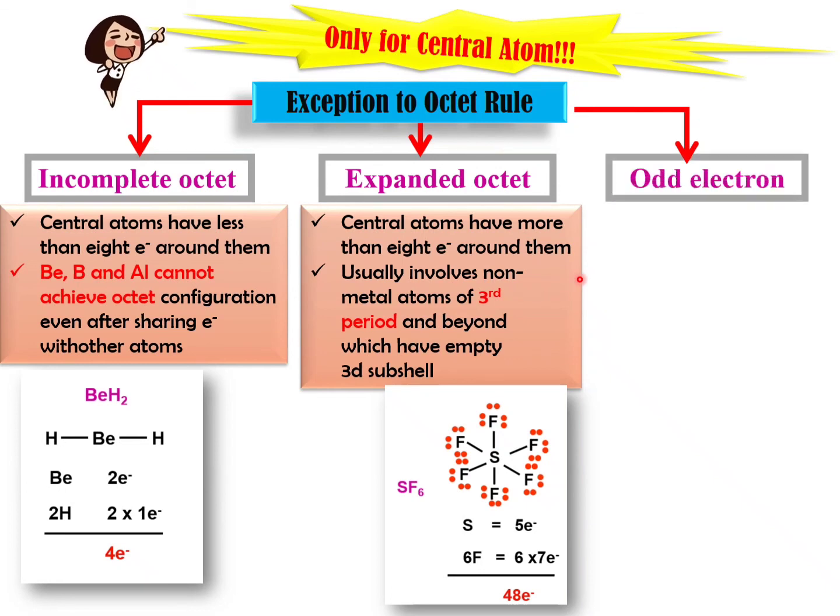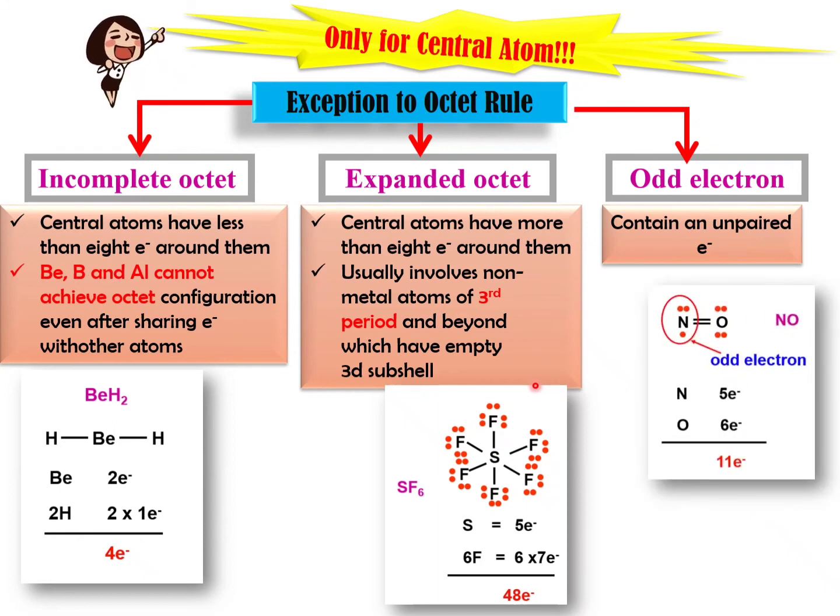Okay, and number 3 kita ada odd electron. Okay, what is odd electron? It contain an unpaired electron. Maksudnya dia ada satu dot. Kalau lone pair dia ada 2 pasangan elektron. Tapi kalau unpaired electron, maksudnya pada central atom dia ada satu dot. Dia cuma ada extra satu valence electron sahaja. Like this. Bila awak lukis Lewis structure, tiba-tiba dekat central atom tu dia ada baki satu, tak ada elektron yang boleh kita pasangkan. Tak boleh. So ini yang dipanggil sebagai odd electron.